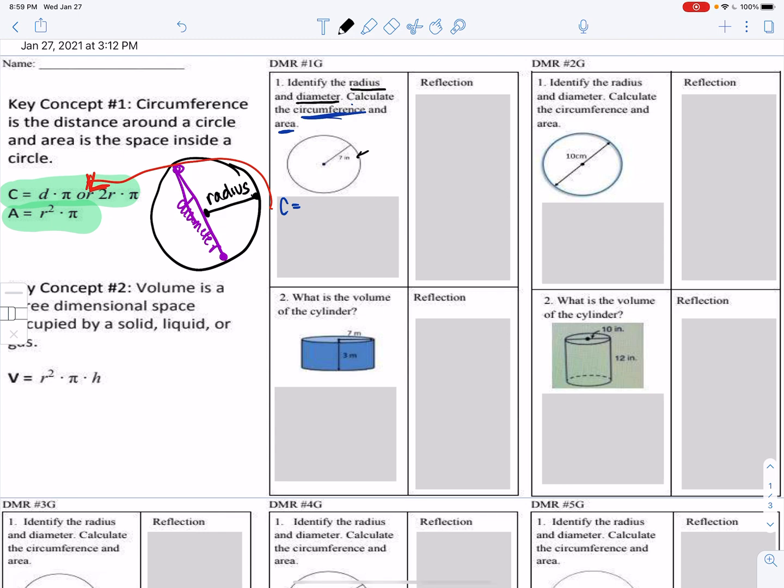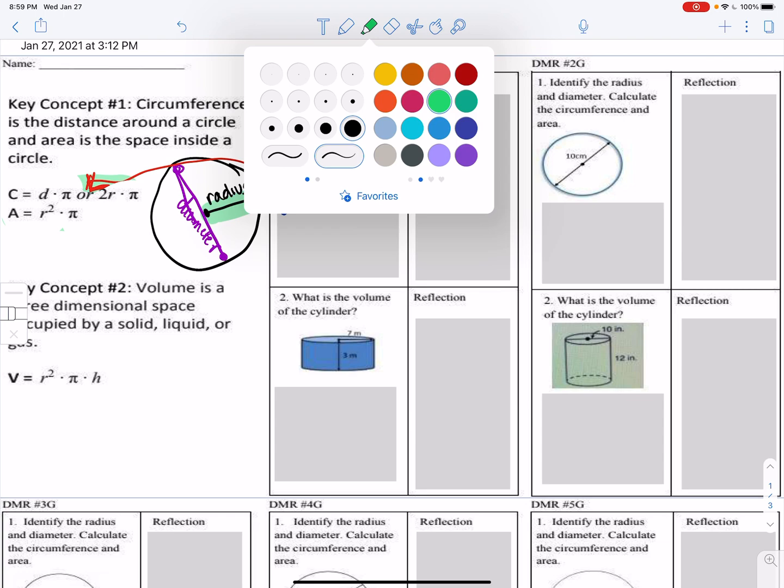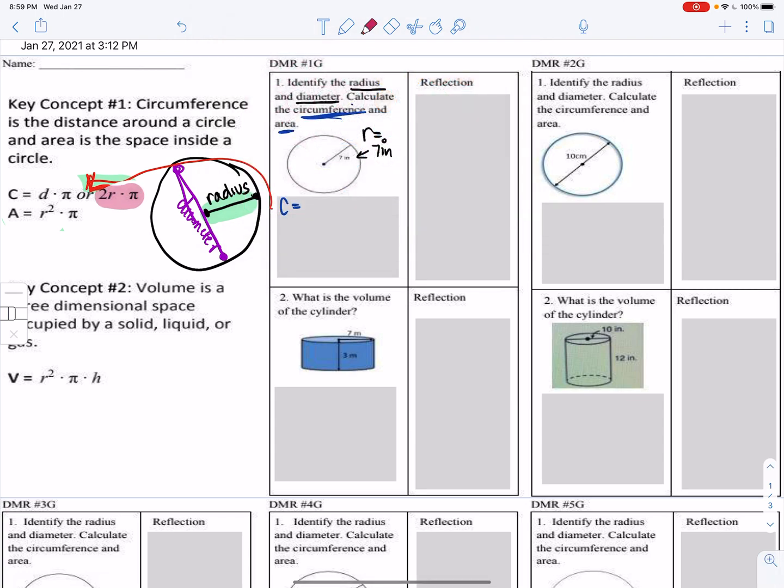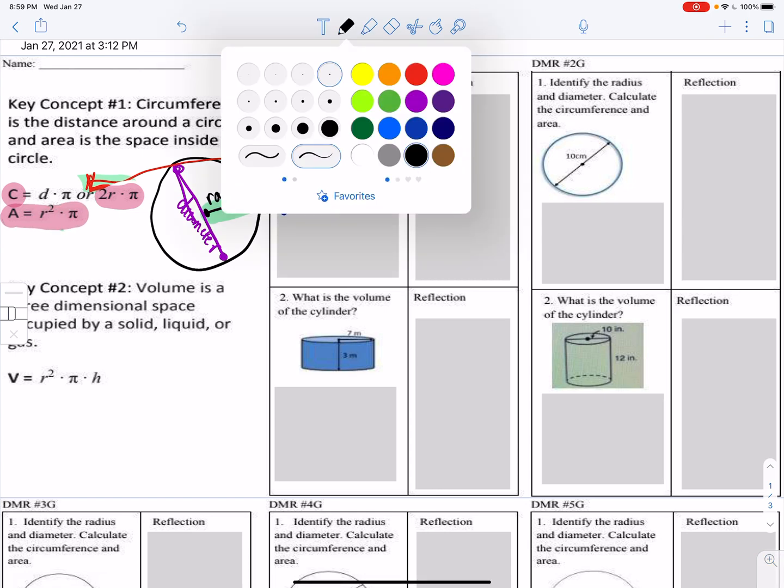So when I look at my picture, it says 7 inches. And because it tells me over here, radius is when it's halfway, I am given r equals 7 inches. Since I have r equals 7 inches, that means I'm going to use the formulas that have the r in them. So I'm going to use this one for the circumference and this one for the area. So let's figure out the circumference first.